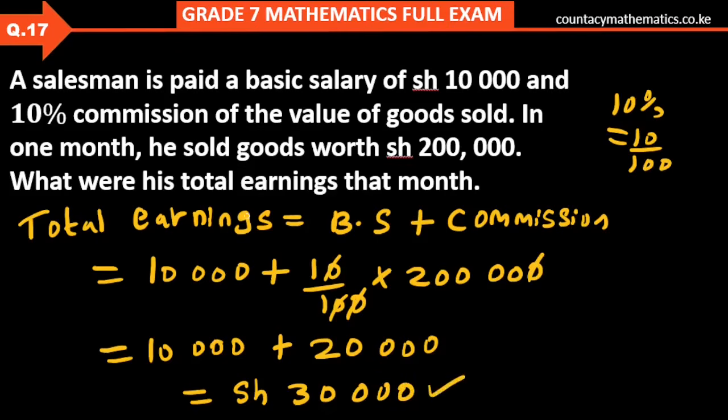That is exactly how you are supposed to tackle that. But the most important thing is to understand how to calculate the total earnings, which is basic salary plus the commission, and also to ensure that you work out your calculations correctly so that you do not make any error in that.